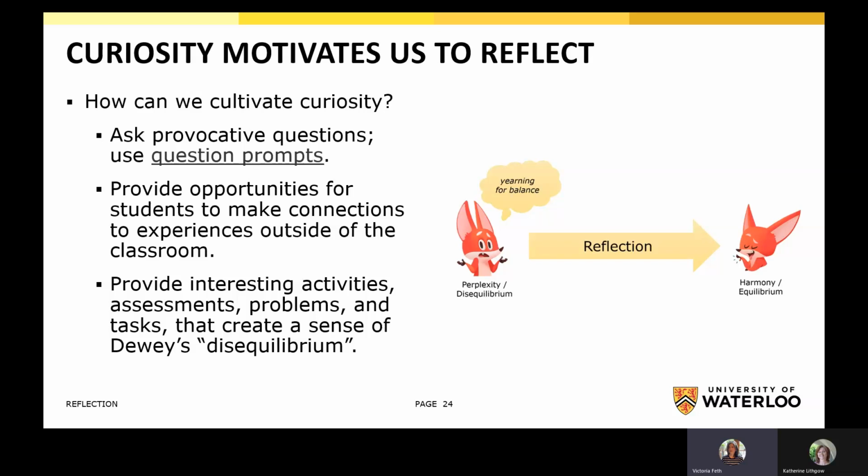And provide interesting activities, assessments, problems, and tasks that create this sense of disequilibrium and perplexity, as Dewey called it. So all of these ideas, these provocative questions or question prompts, encouraging students to connect beyond the classroom, and interesting activities, these are built into the models that we're going to explore now. And the goal is really, again, that movement from perplexity to harmony.